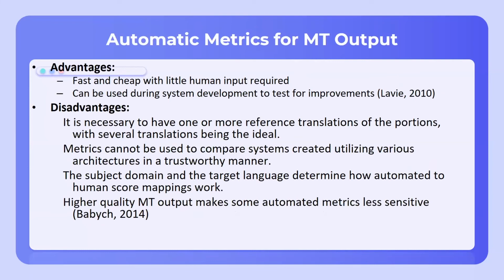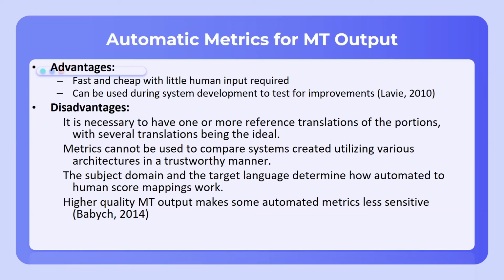To conclude, the advantages of automatic metrics include that they are fast and cheap, with little human input required. In comparison, we know that the disadvantage of human assessment metrics is that they need a lot of time and cost a lot, right? And the advantages of automatic metrics also include that they can be used during system development to test, so improvements can be made.